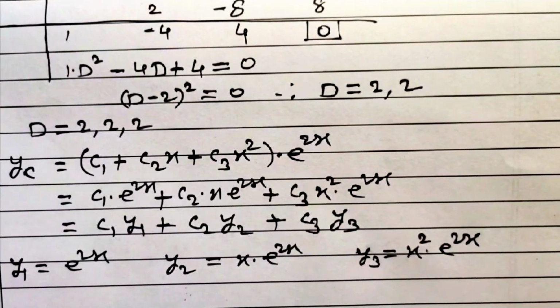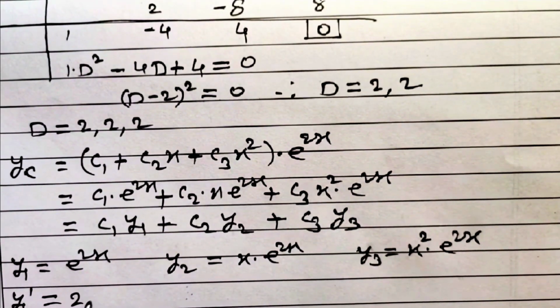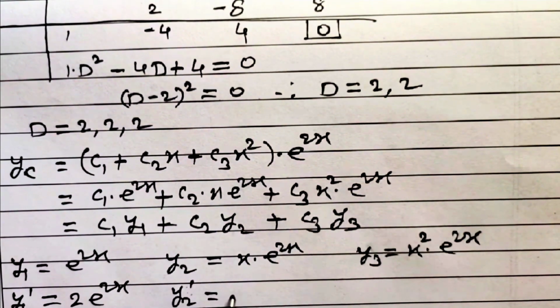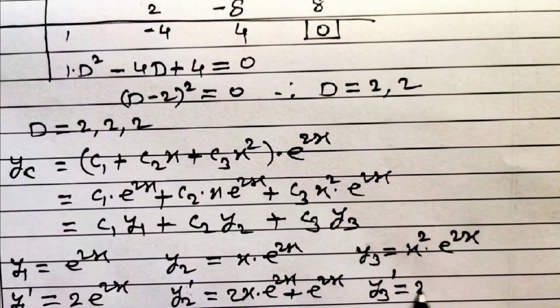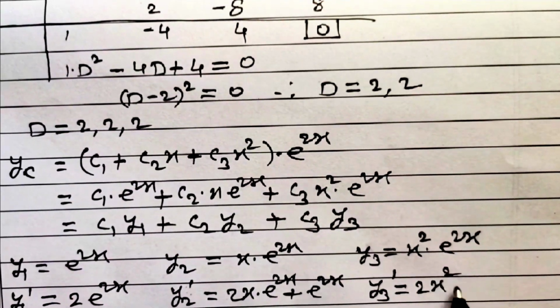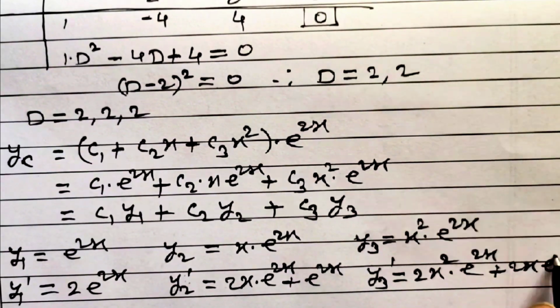Let us find y1 dash, y2 dash, y3 dash. y1 dash is equal to twice e to the power 2x, y2 dash is equal to 2 times x into e to the power 2x plus e to the power 2x, and y3 dash is equal to twice x square e to the power 2x plus 2x into e to the power 2x.